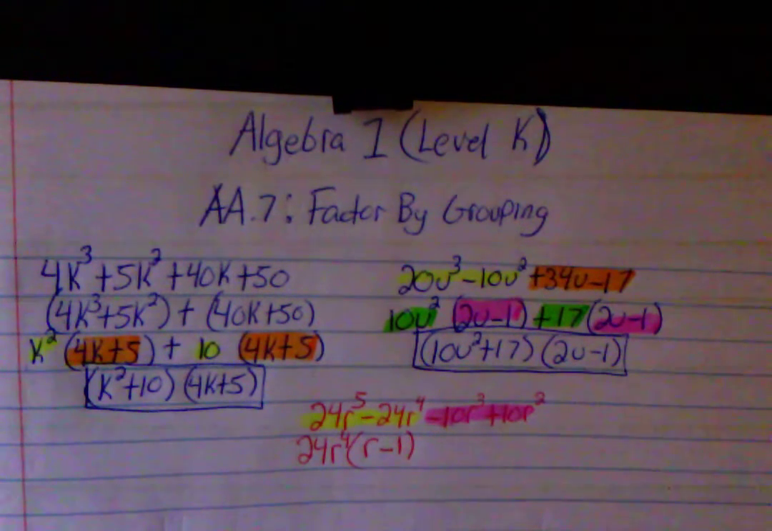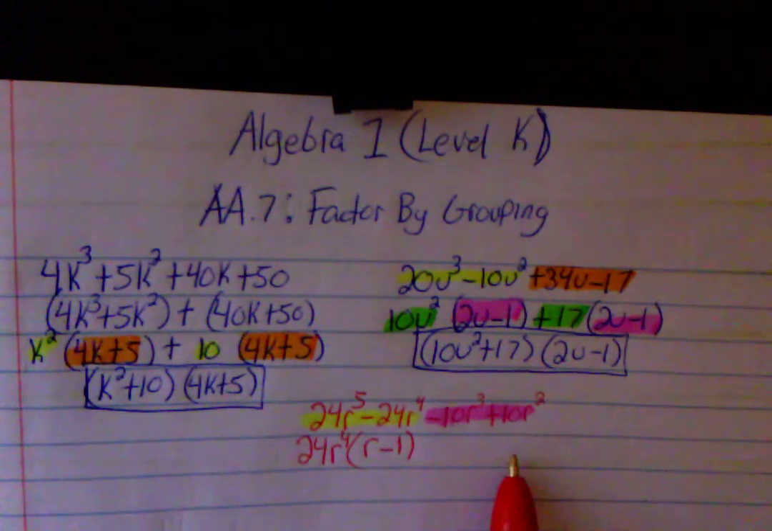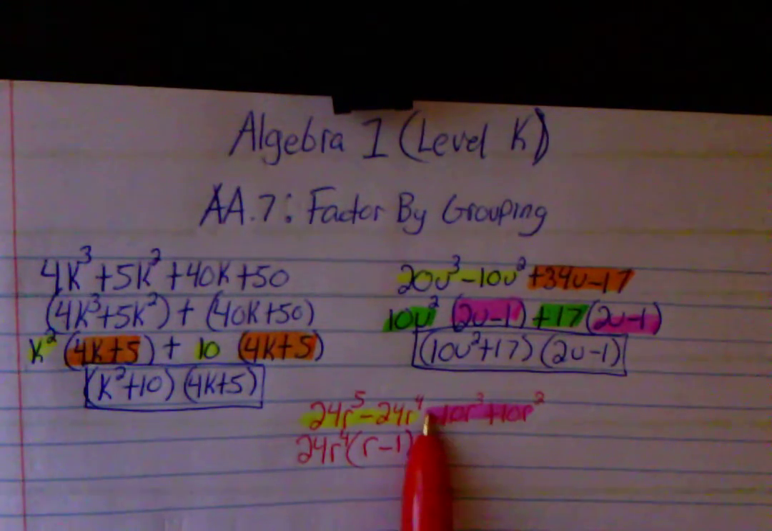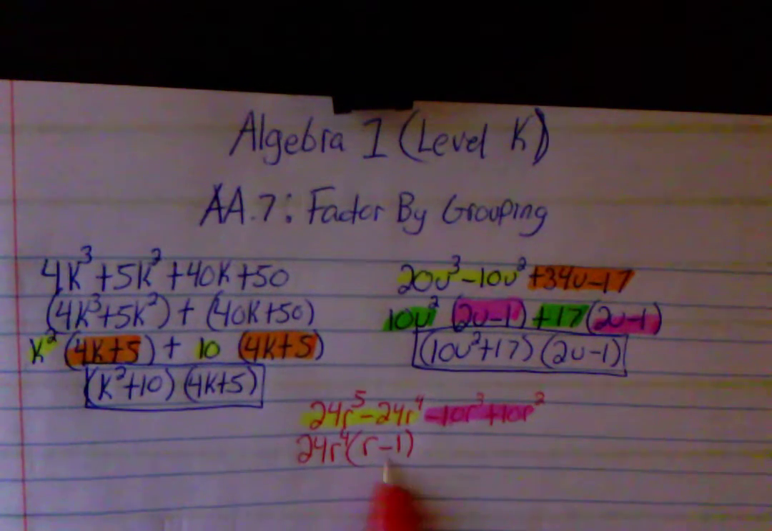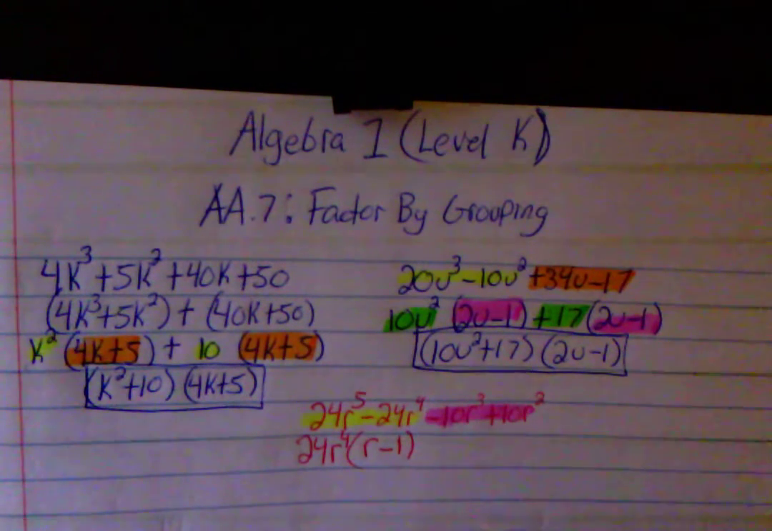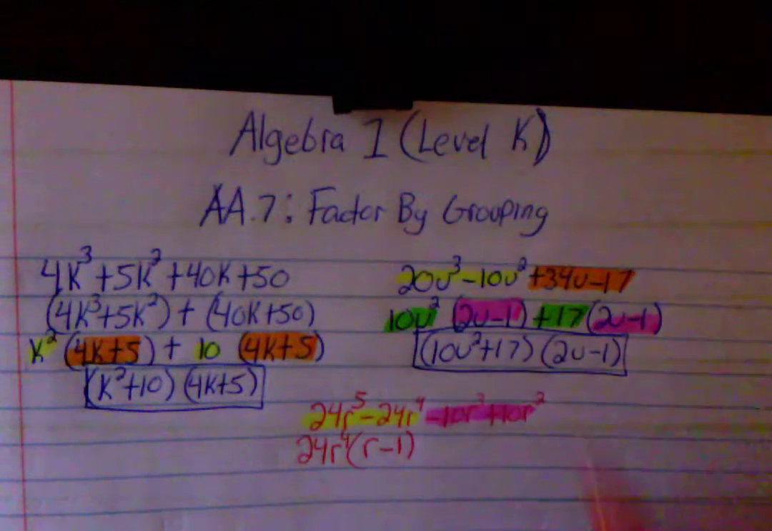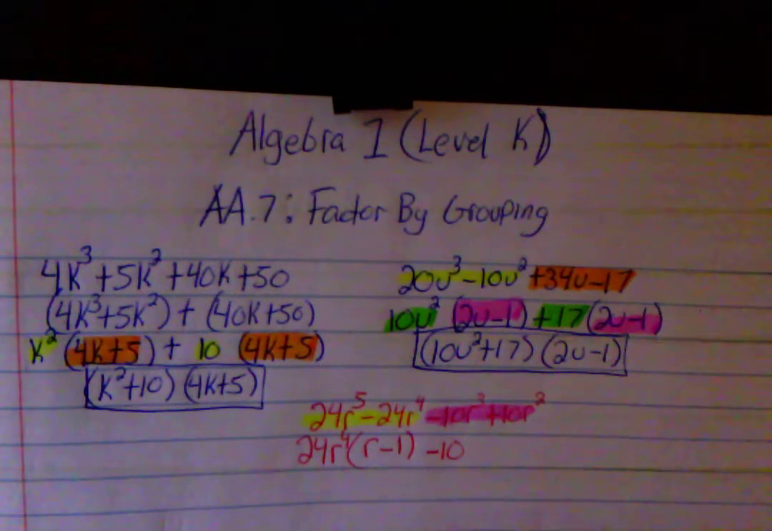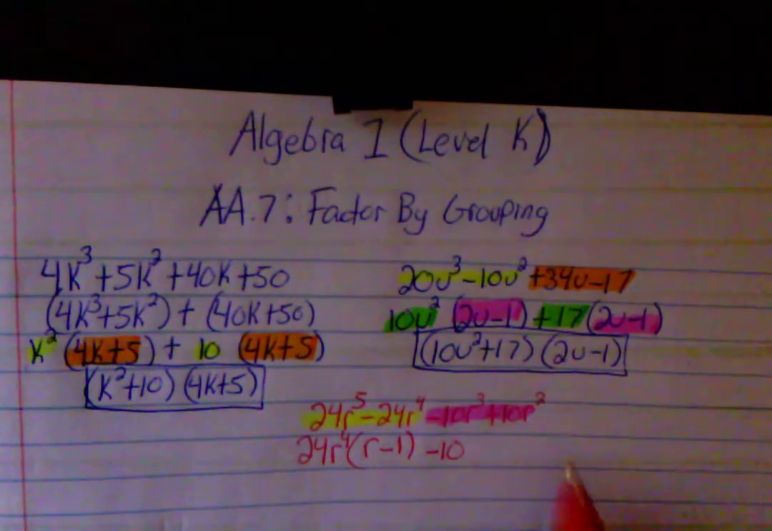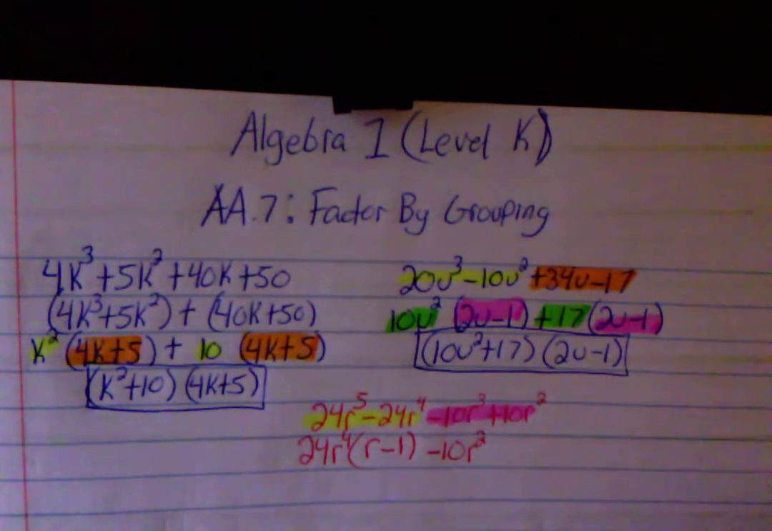Next, I have a negative 10r cubed plus 10r squared. Okay, this is where it gets a little tricky. We have a negative here and a positive here, but we want to get r minus 1 in parentheses. So we're going to take out a negative factor. Now they have 10 in common. I'm going to take out a negative 10, and then r cubed and r squared, I know it has to be r squared.